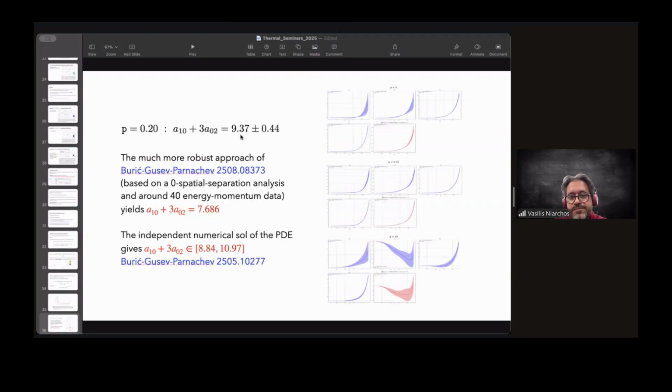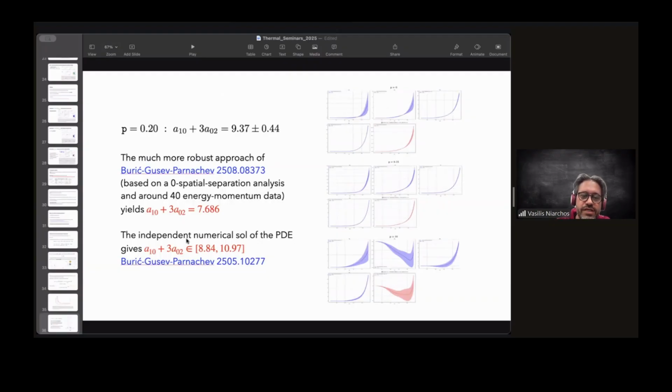We get something around 9.37. And if you compare it with Andrei's much more reliable method, it's ballpark correct. It's still not as accurate as we would like. So there's a discrepancy between 9.37 versus 7.68. So these are the typical numbers that you get here. Notice that when we compare these two methods, we only used 7 energy momentum data. They used 40 and higher to start seeing convergence.